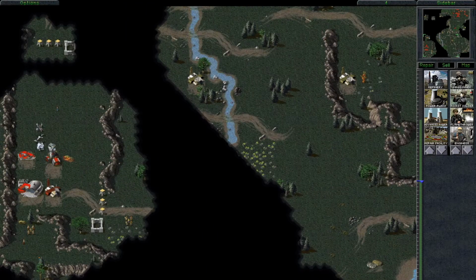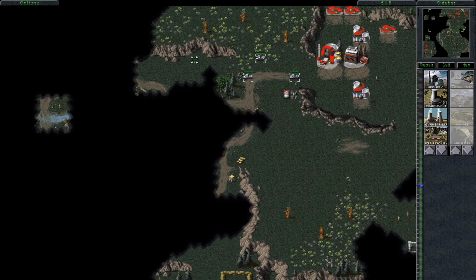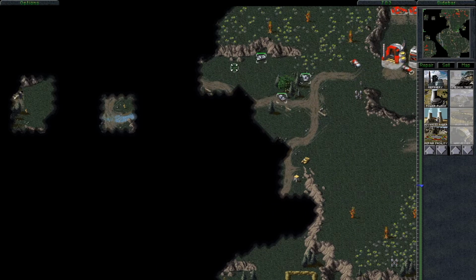I'm just selling what buildings we don't need at this point now as well, because all we're trying to do is pump out as many tanks as possible. 3 tanks is a good number to get out on the map. You can overrun individual tanks quite easily, outrange guard towers so that they don't take any damage.